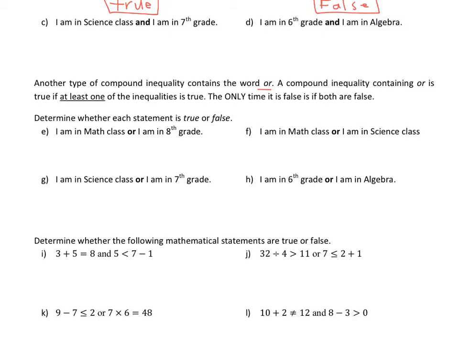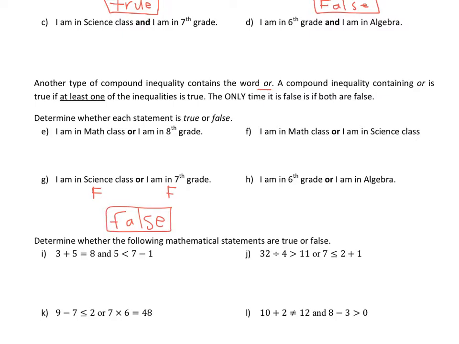I am in science class. That's false. I am in 7th grade. Also false. Therefore, you are either in science class or in 7th grade. Since both of them are false, the truth value of this is also false. Only one needs to be true.